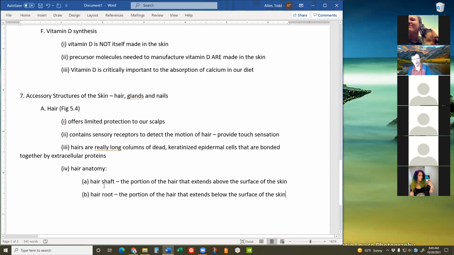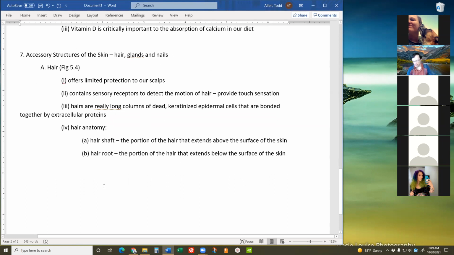The hair root is the portion of the hair that extends below the surface of the skin. Let me also mention the hair follicle, because I bet you've heard of your hair follicles, right? It's something that we hear about, and it does have some interesting intersection with forensic science and criminology. The hair follicle is the structure that surrounds the root of the hair.